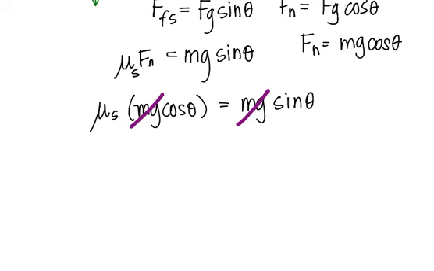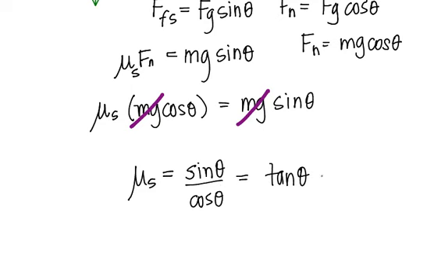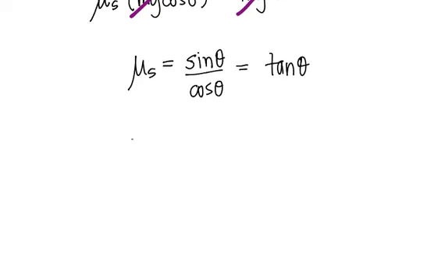Look at this. Mu static. Can I divide by cosine on both sides? So sine of theta over cosine theta. Is that something? Oh my goodness. So that's really just tan theta. How cool. That is so awesome.